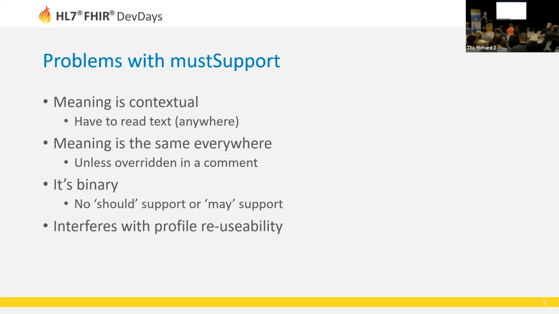And it might change. So you might have a general mustSupport set of rules on the implementation guide, or that you inherit from a parent implementation guide, and then you refine them in text somewhere else, and you refine them in the profile somewhere else, and you refine them in the comment somewhere else.